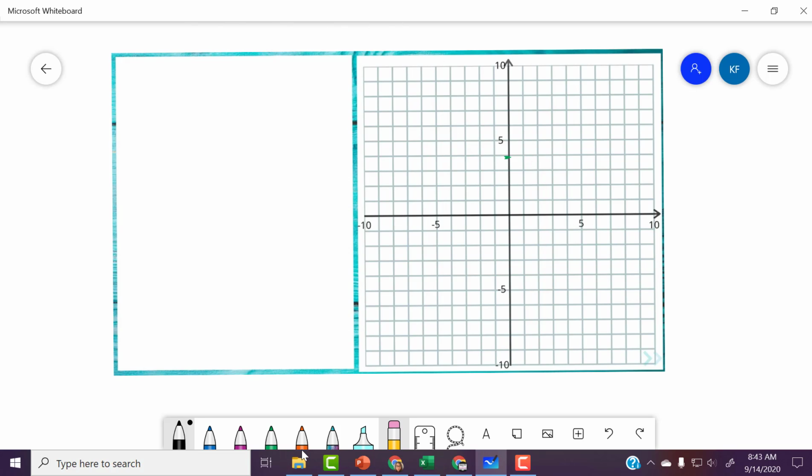So the next type, we're going to start putting some of this stuff together. So I think this is number 4.